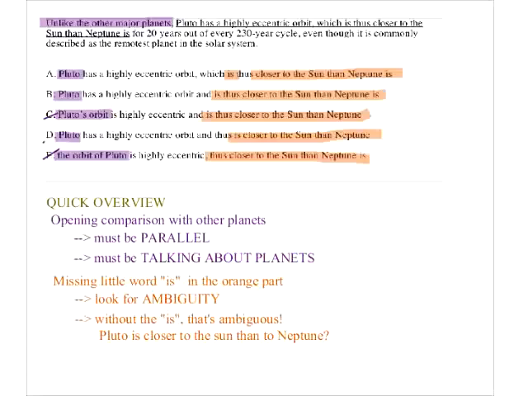Or Pluto is closer. Or it could be the Sun is farther away from Neptune than Pluto. So we don't know. So that's ambiguous. That's a problem.